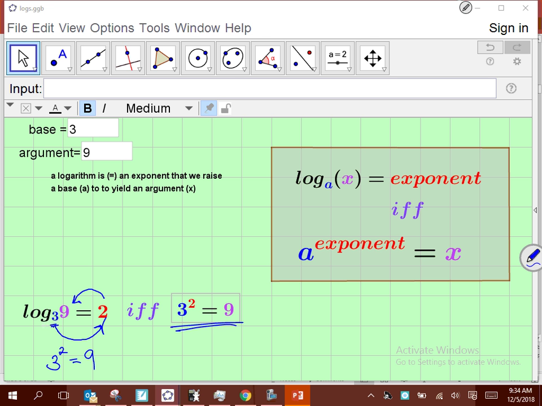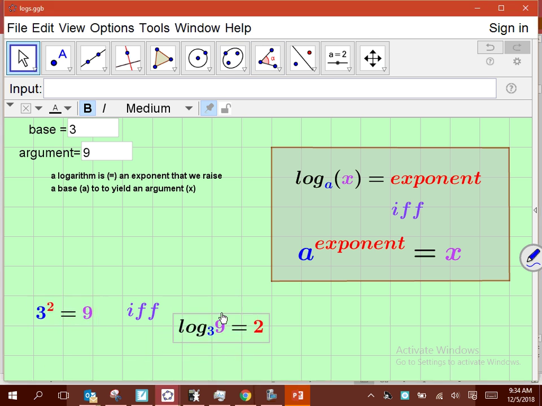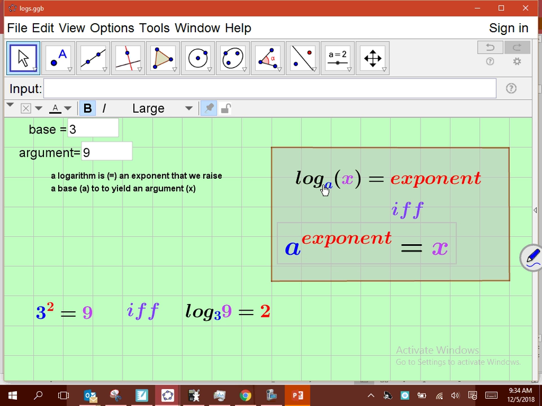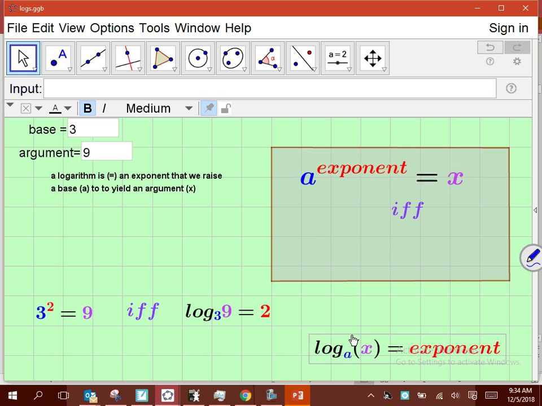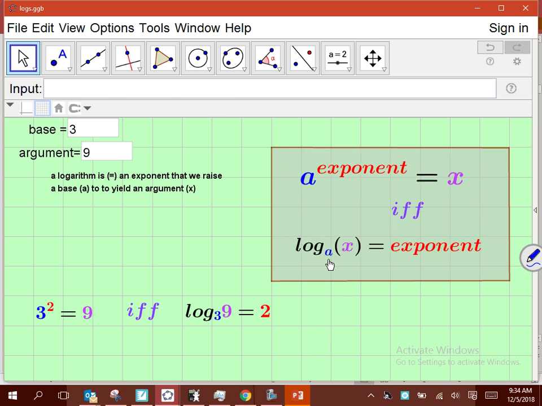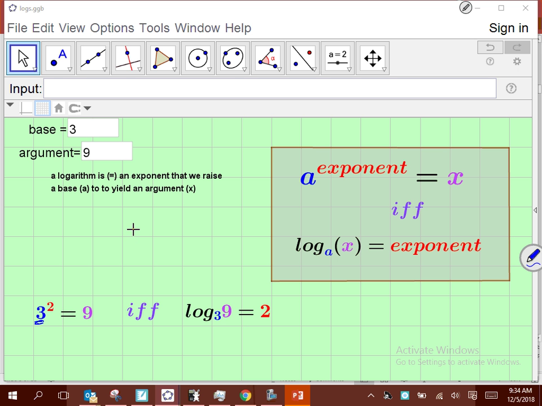Because it's an if and only if statement, you can reverse it, which means you can start with this side here. I've got my A, which is my base. That is always your base when you go to the logarithm rule. So I'm going to write logarithm. My base is 3. Well, this is my exponent, and when I write it in logarithmic form, my exponent is all by itself. And that needs to come back to 9, right?